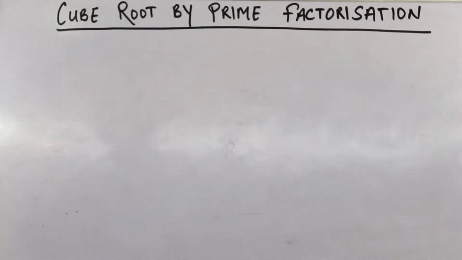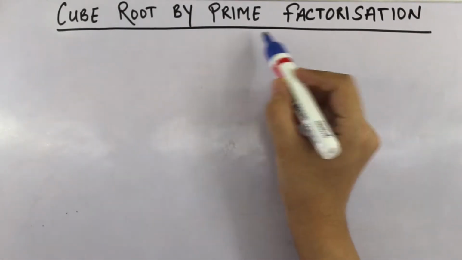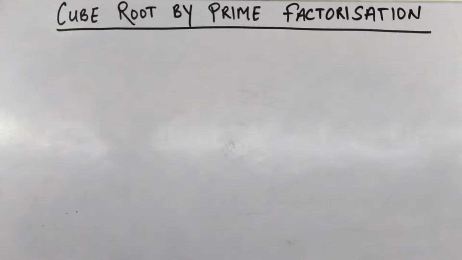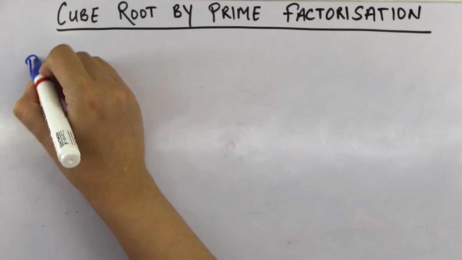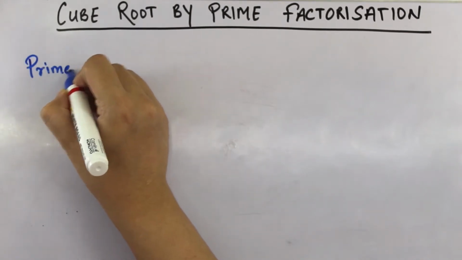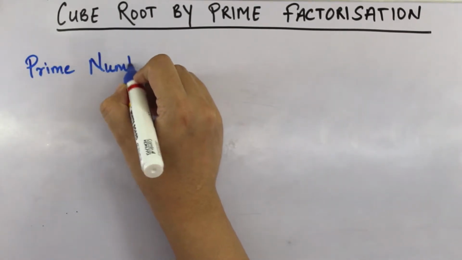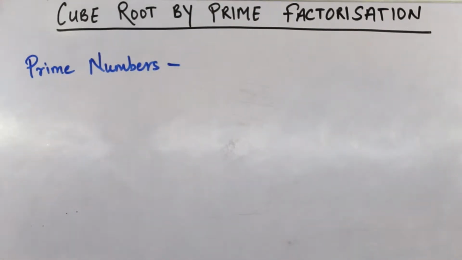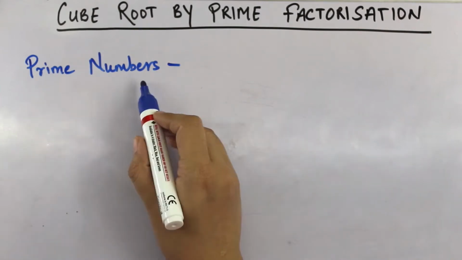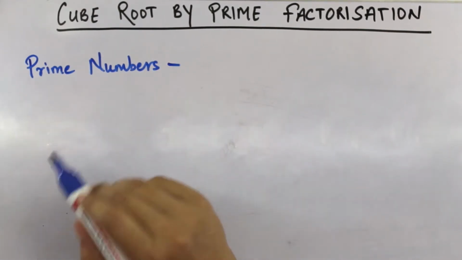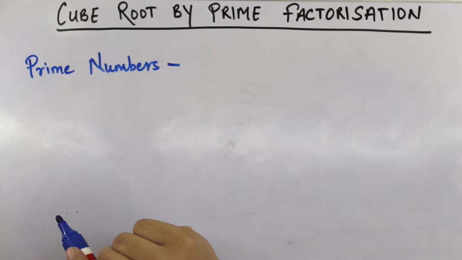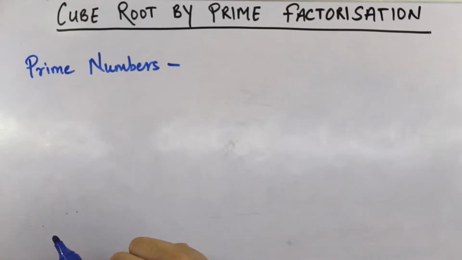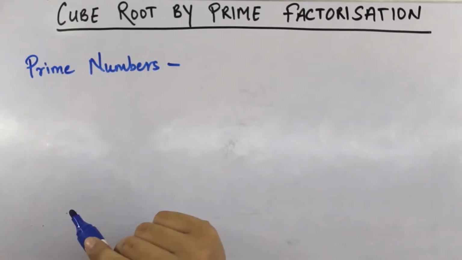Today we will be studying the topic of finding cube root by prime factorization method. Now to start this method, first of all, we will study what are prime numbers, because only when you are clear with the concept of prime numbers, you can use this method in solving the questions. So yes, coming back to the topic, how do we define a prime number?